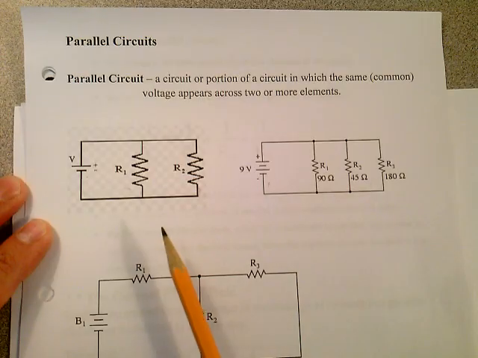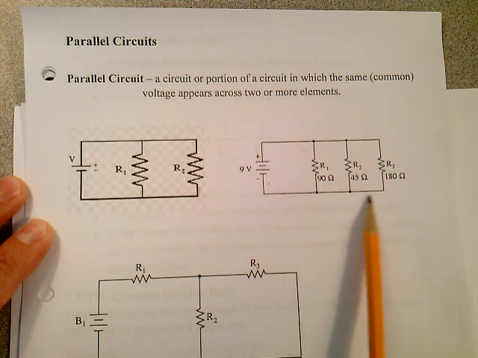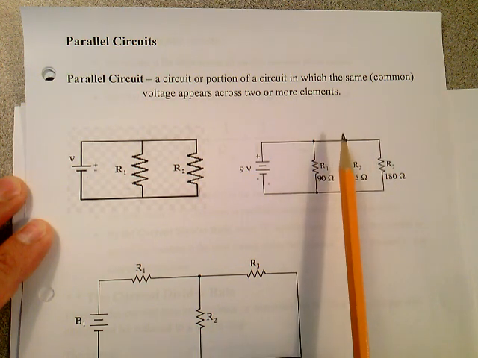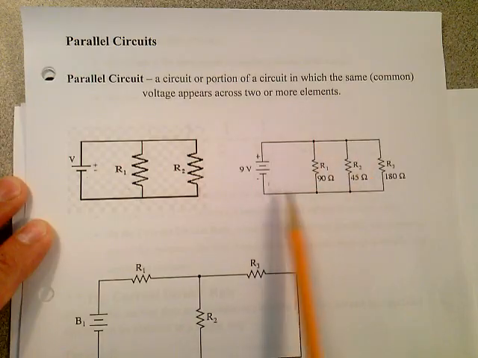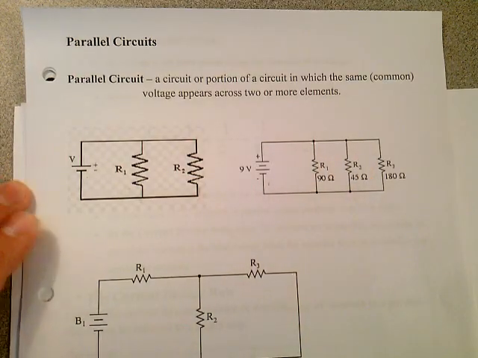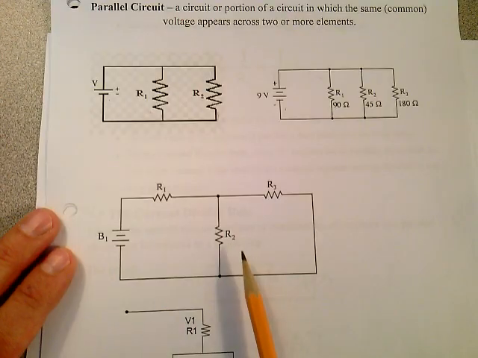Here there's three resistors in parallel. Electrically, these are all tied to the same point on the top, and electrically they're all tied to the same point on the bottom. That puts the same common voltage across all those resistors, which is 9 volts in that case. Here's another example, but this is an example of a series parallel circuit.